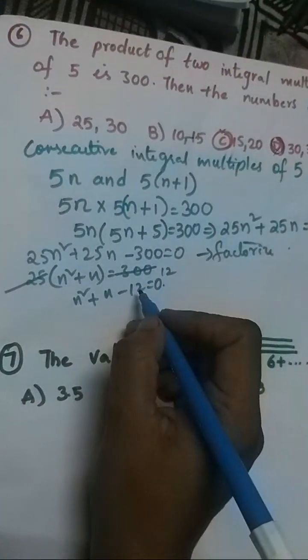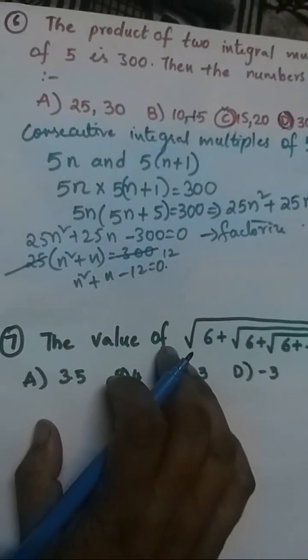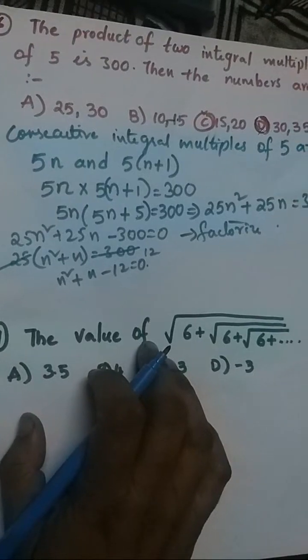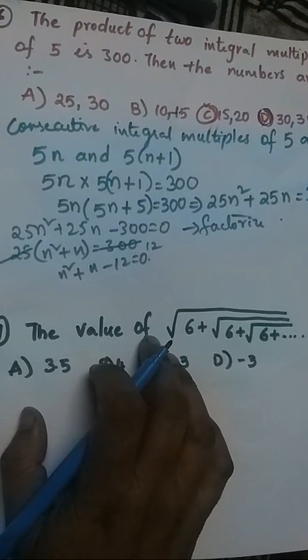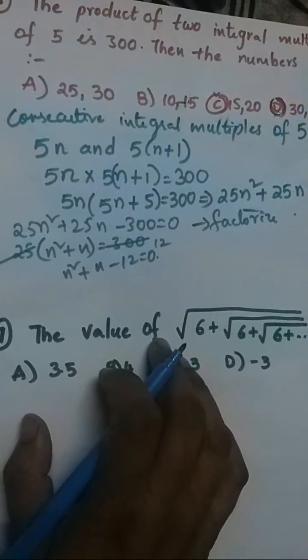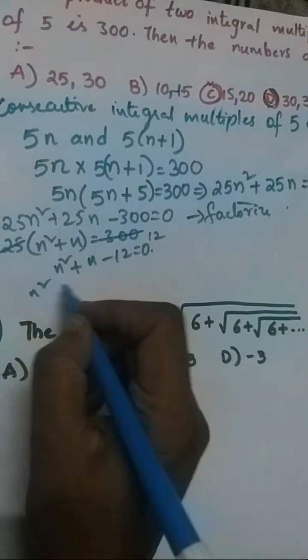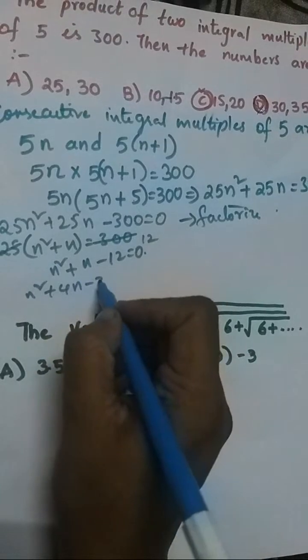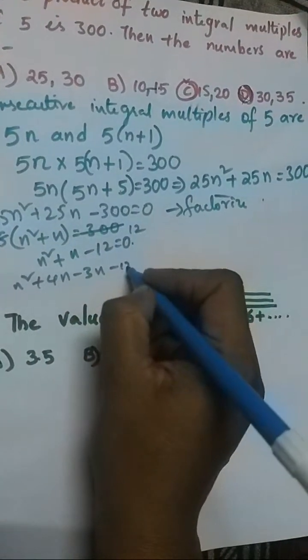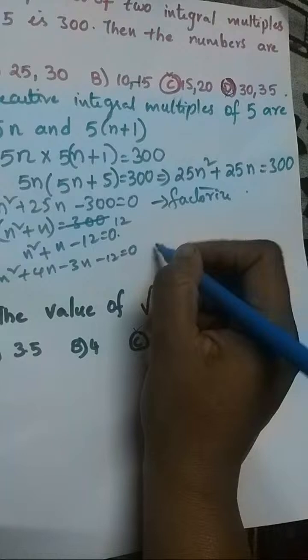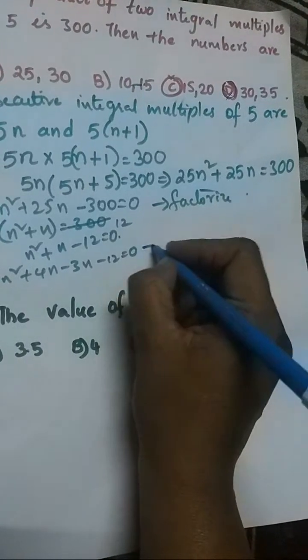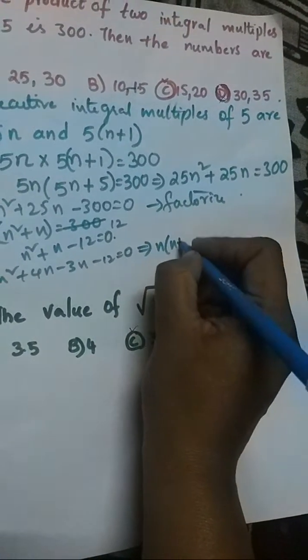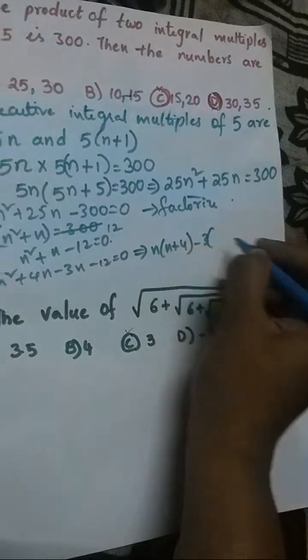Which numbers multiply to 12 and give only 1 in the middle? 3 fours are 12, and 4 minus 3 is 1. Now this can be written in factorized form: n into n plus 4, minus 3 common, I am taking.